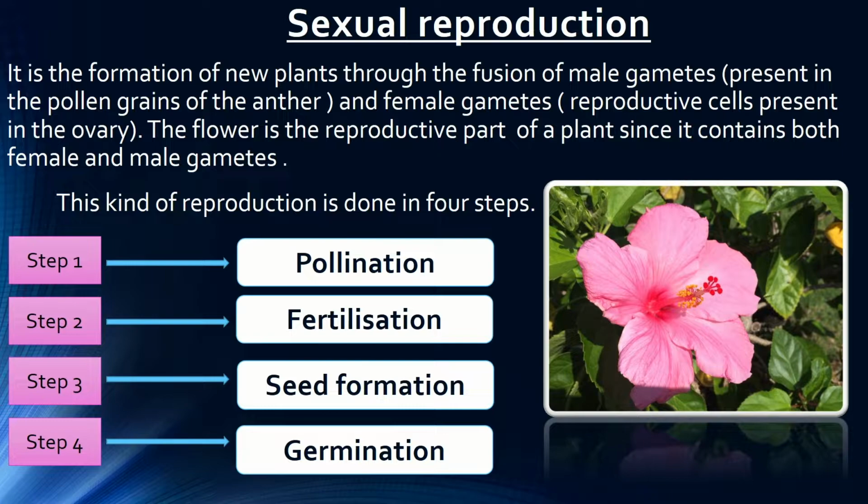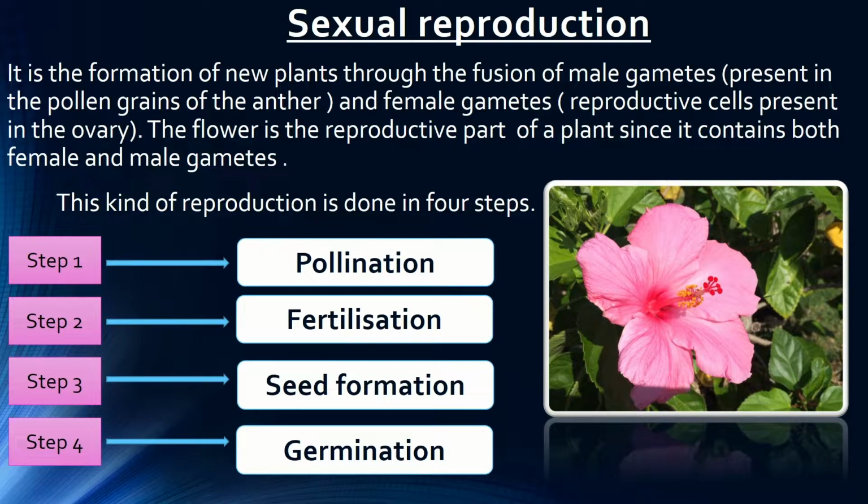Today I am going to teach you about sexual reproduction of plants. It is the formation of new plants through the fusion of male gametes, which are present in the pollen grains of the anther, and female gametes, which are reproductive cells present in the ovary. The flower is the reproductive part of a plant since it contains both female and male gametes.